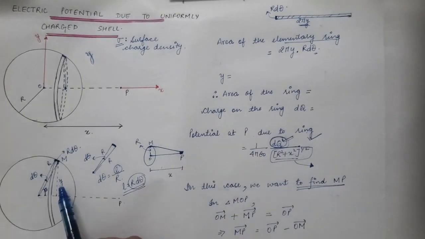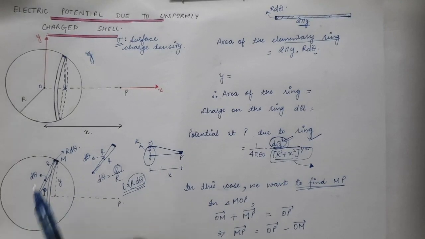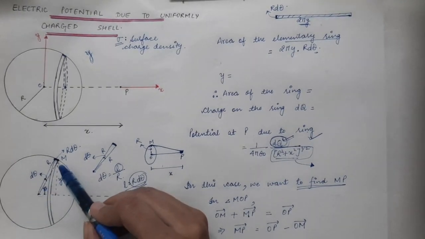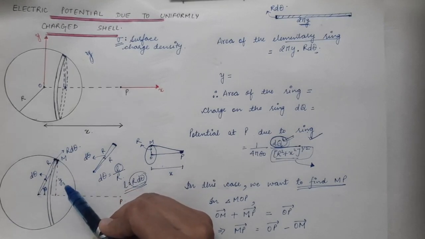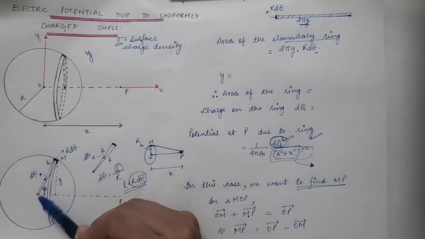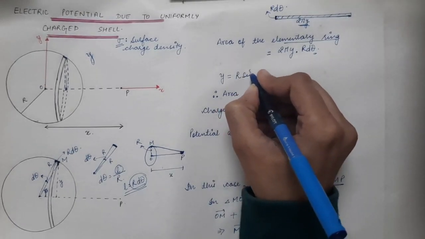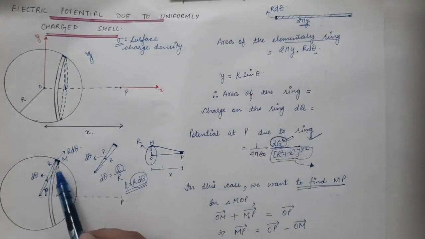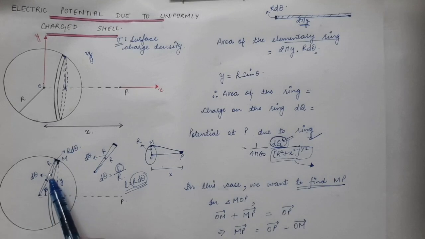Now in this diagram, y will be equal to R sine theta. This is the angle theta, and this is the radius capital R. This perpendicular, which is equal to y, will be equal to R sine theta. So y will be equal to R sine theta. You can find it out in this right angle triangle. If you find sine theta, that will be equal to perpendicular over hypotenuse. So hypotenuse is equal to capital R.